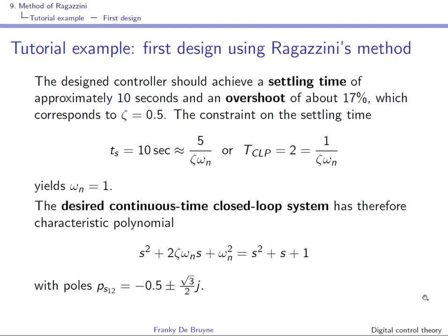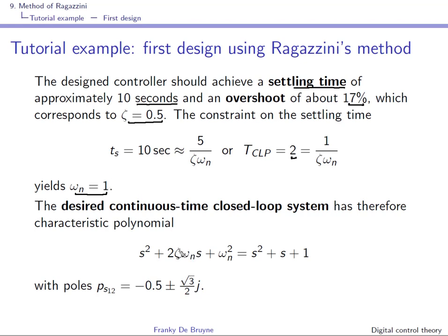So what we'll use are, of course, the same specifications: a settling time of 10 seconds, or equivalently a closed loop time constant of 2 seconds, an overshoot of 17%, so a damping ratio of 0.5. So the settling time is 5 over zeta omega n, or equivalently the closed loop time constant is 1 over zeta omega n. With a zeta of 0.5, this yields a natural frequency of 1 radian per second.